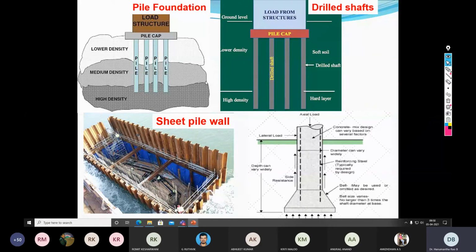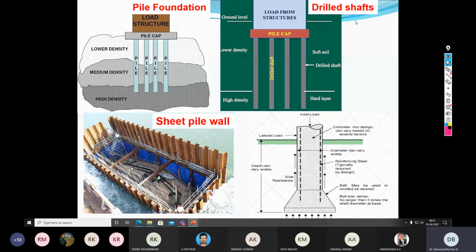So this slide tries to give details about the fundamental distinction between three varieties of the pile foundation. So the above is pile foundation. There is a superstructure and there is a pile cap and there are piles. So these are the piles which are integrated with another structural element that is called as a pile cap, and on top of the pile cap a superstructure is built.